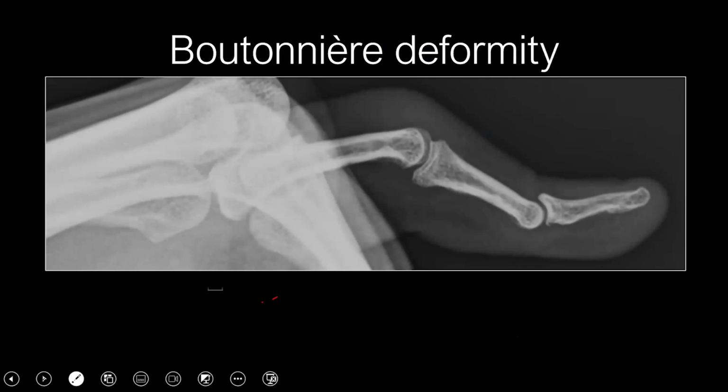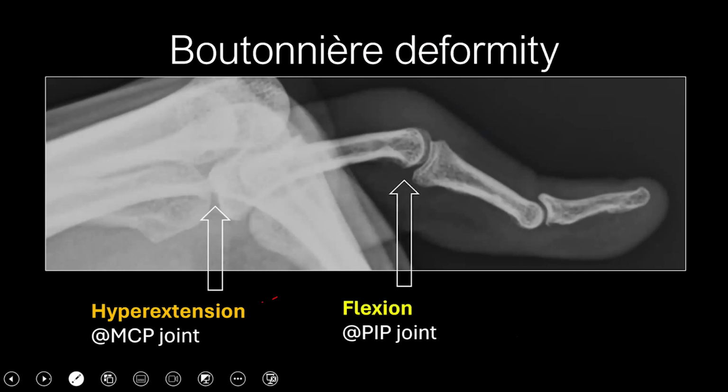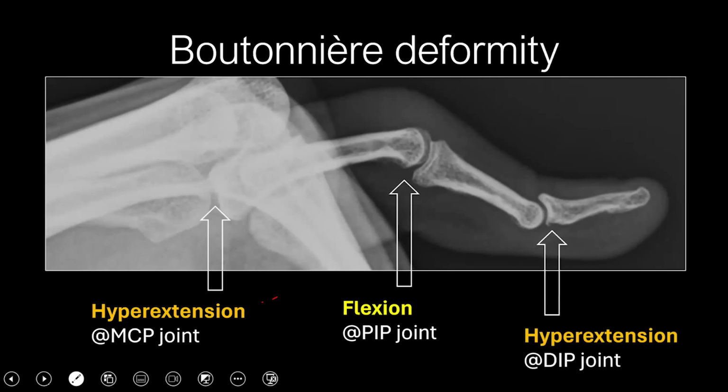Let's recapitulate what we discussed earlier. The classical boutonniere deformity has hyperextension at the metacarpophalangeal joint, flexion at the proximal interphalangeal joint, and hyperextension at the distal interphalangeal joint. Why does it happen? It happens because the central slip of the extensor tendon is torn from its attachment at the base of the middle phalanx. It is retracted proximally, and this leads to a sequence of events. Ultimately, if it is not treated or is suboptimally treated, it leads to the deformity at the proximal interphalangeal joint in flexion, leading to a flexion deformity.